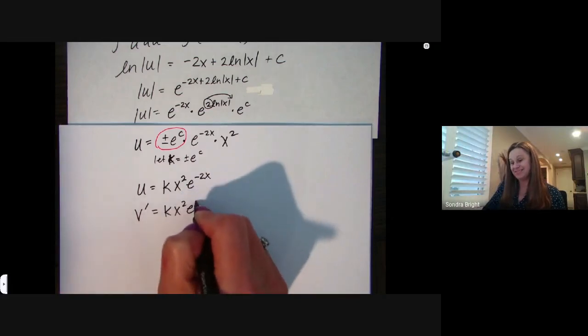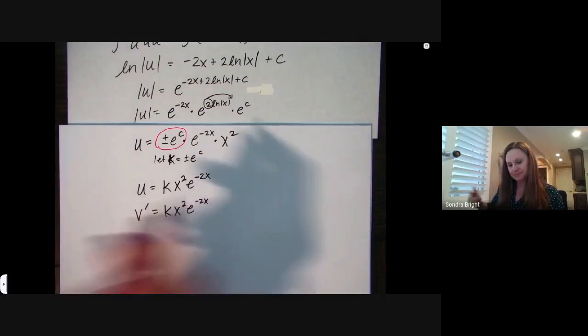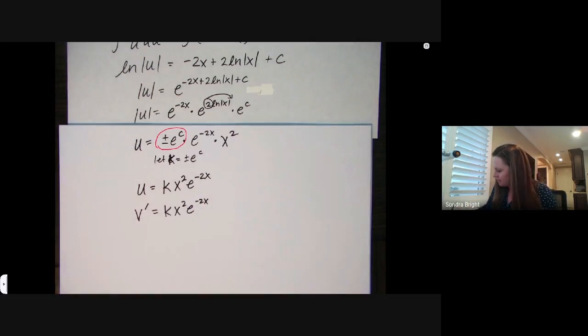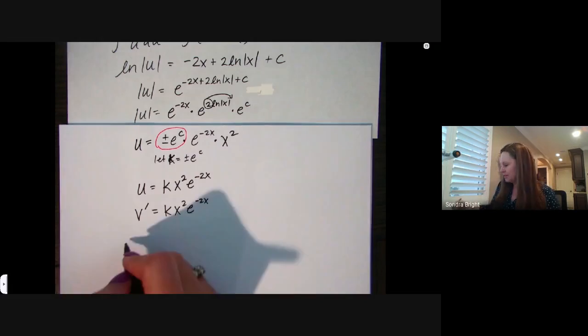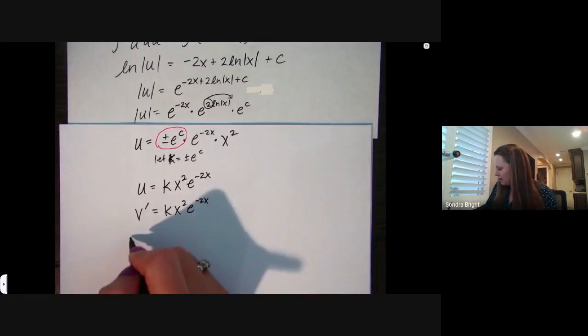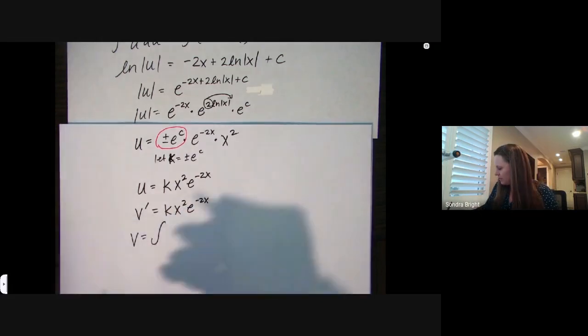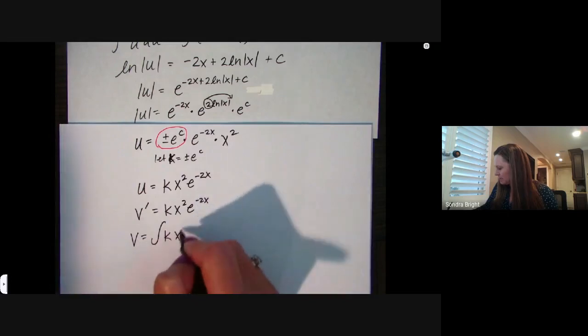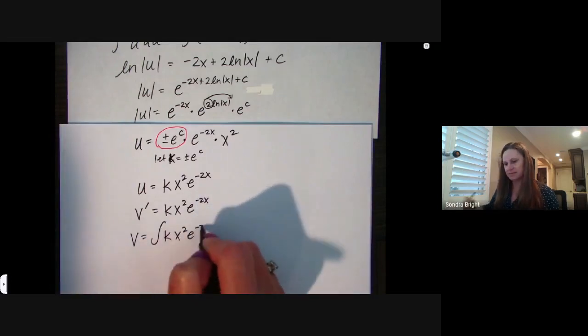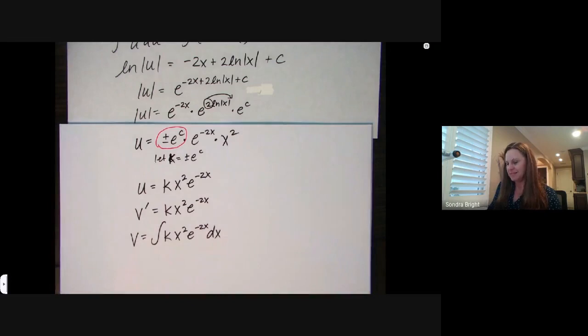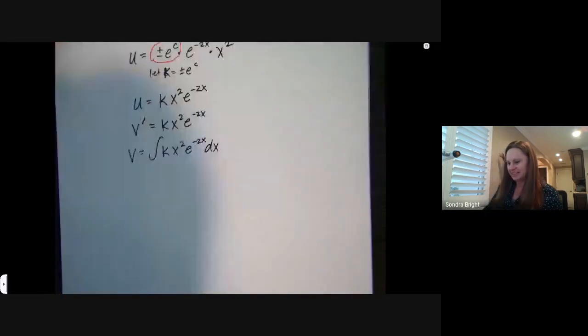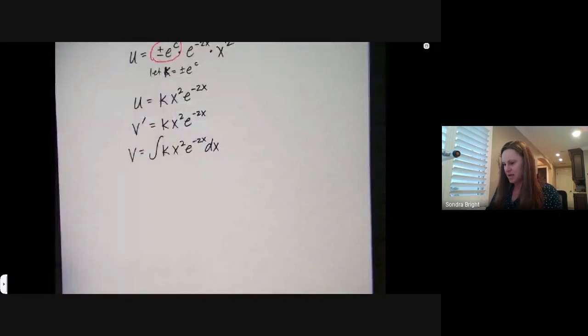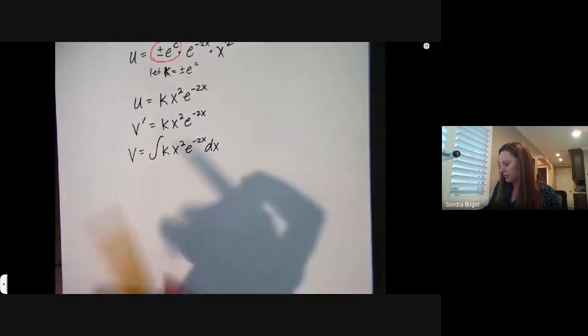So that means that v will be the integral, the antiderivative of kx squared e to the negative 2x dx. Okay. Phew, we're not done yet. We've got to integrate this. Remember, k is truly a constant, right?